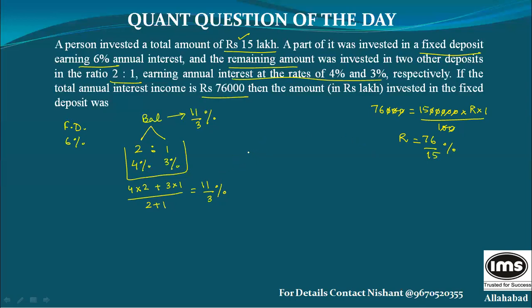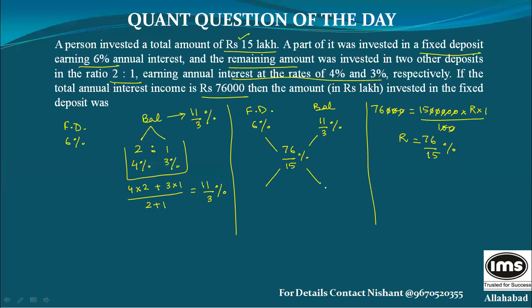Now we can apply the concept of alligation. See carefully how we can apply the concept of alligation. Fixed deposit, balance. The rate of interest is 6% per annum, and in case of balance it is 11 by 3% per annum. The net interest that I am earning is 76 by 15% per annum.